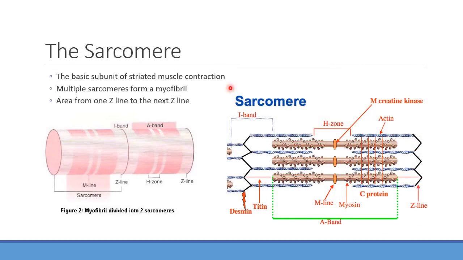Okay, so again, going down to the individual sarcomere here, this is the basic subunit of the striated muscles where the actual contraction occurs. Multiple sarcomeres are going to make up one myofibril. They're all going to be fused into one length there. And again, we're talking from one Z line to the next Z line. Z bands right here.